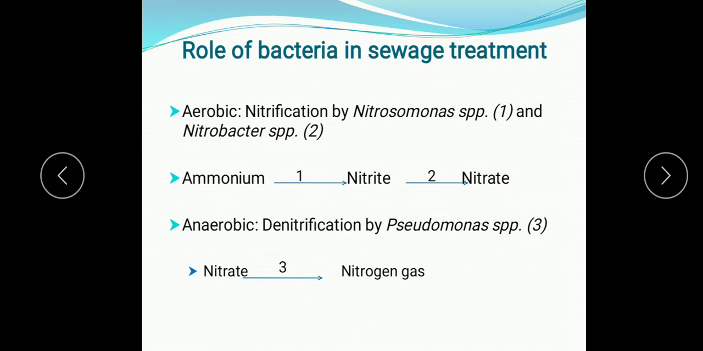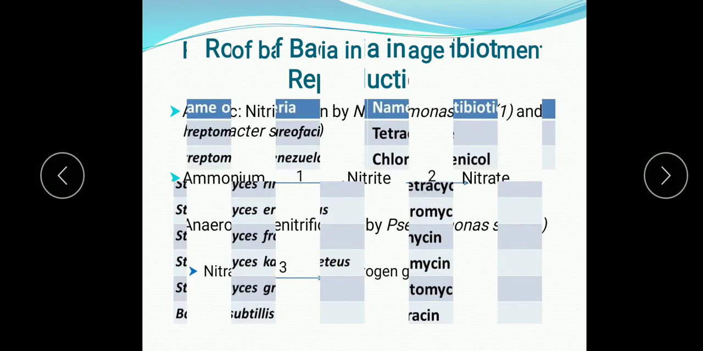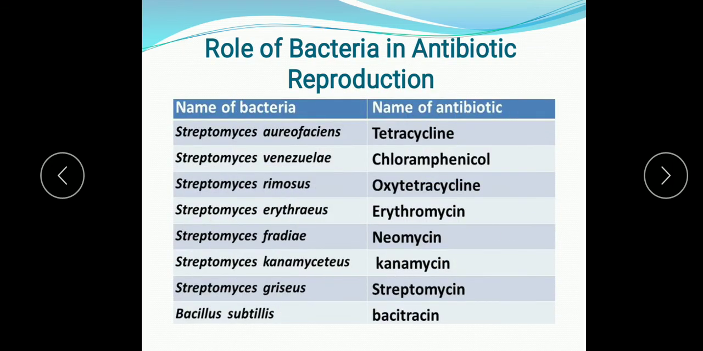This is an anaerobic process. The solid component of sewage separated in primary treatment is fermented by these bacteria anaerobically, which means air is not needed for this process. So this is the role of bacteria in sewage treatment. So learn the names of these bacteria. Scientific names are a must. Now the role of bacteria in antibiotic production.